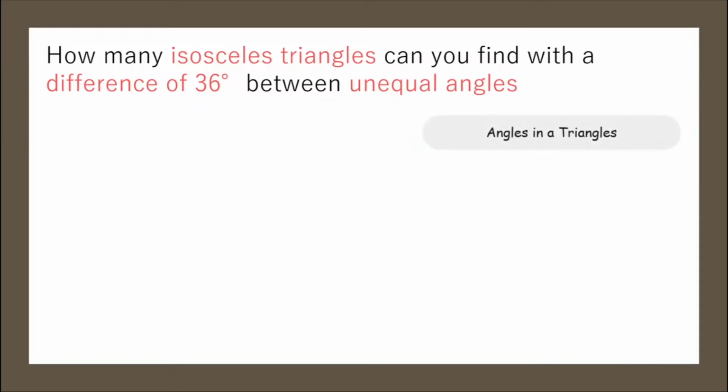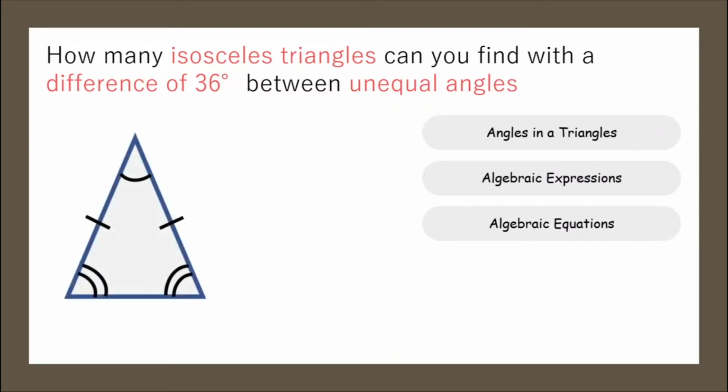So my initial thoughts are that we're going to be working with the angles in a triangle, particularly the sum of the angles in a triangle. We know that the angles should sum to 180 degrees. I'm going to make use of algebraic expressions since we don't know the size of the angles, but I can make an expression to show that difference of 36. And that should lead to an algebraic equation which we can solve. Solving that equation with a little bit of substitution should let us determine the exact angle sizes within those triangles.